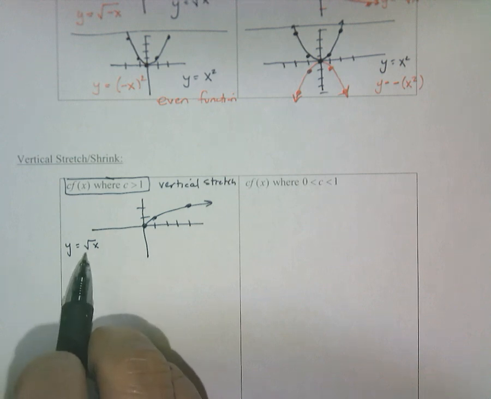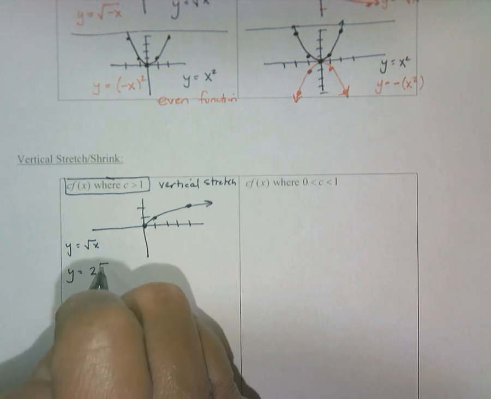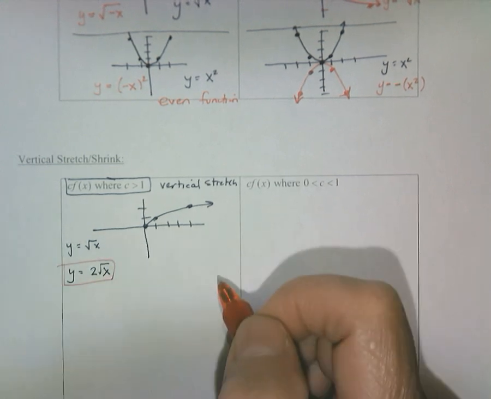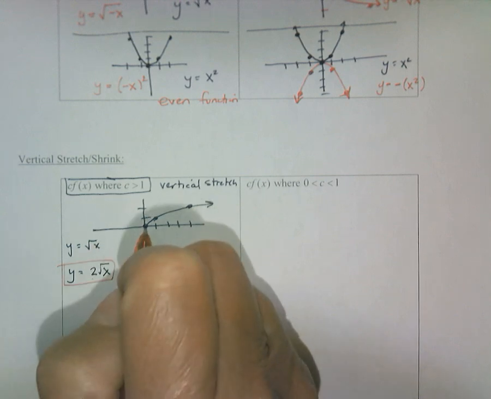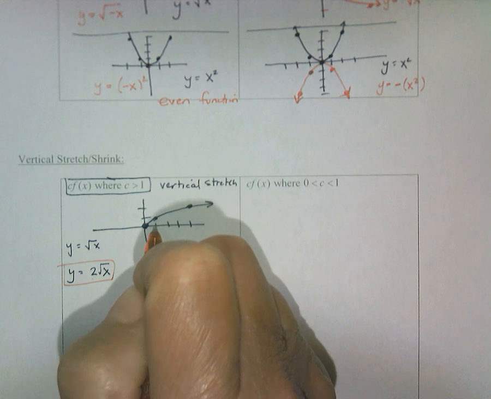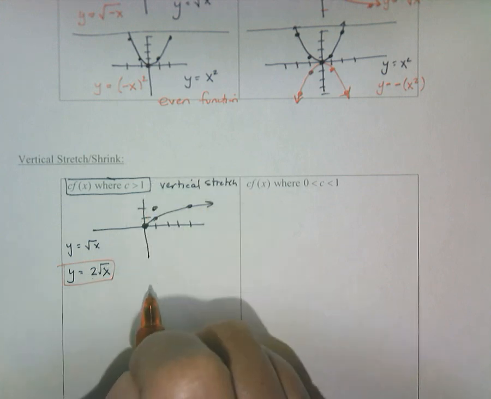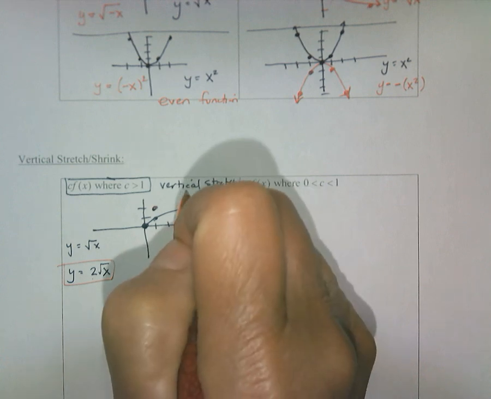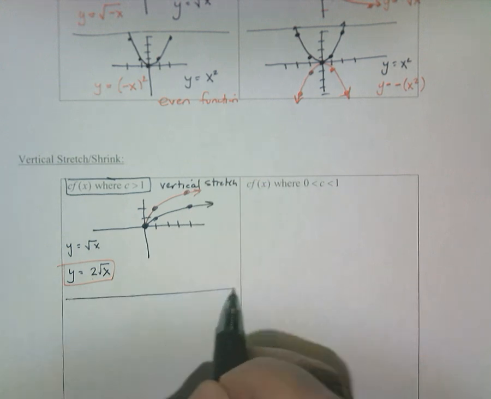If I put a number in front of this function, so y equals 2 square root of x. Let's do it in red. That means I'm going to take all the y values and multiply them by 2. So (0, 0) becomes (0, 0). (1, 1), I'm going to multiply the y value by 2, so it becomes (1, 2). (4, 2), multiply the y value by 2, I get (4, 4). There's your vertical stretch. I'll do another type of function.